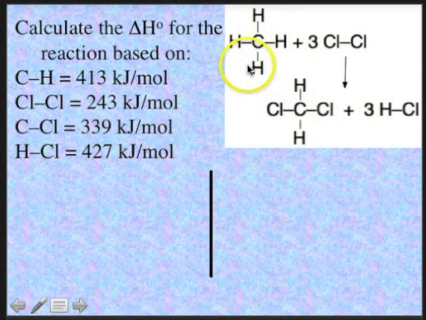So let's do this. Methane plus chlorine yields dichloromethane plus HCl. Let's try it out.